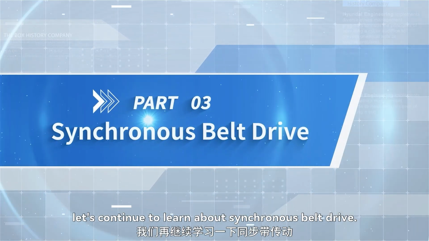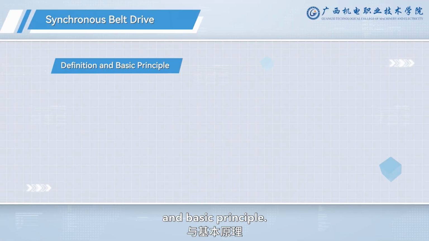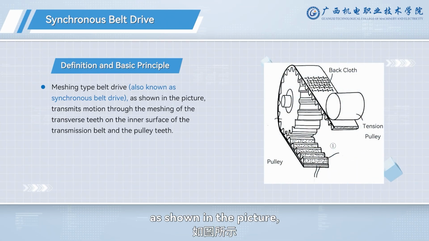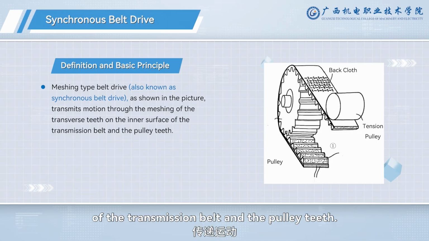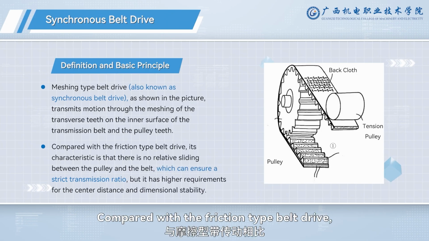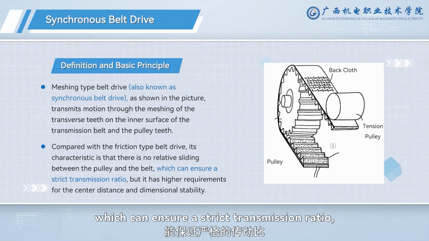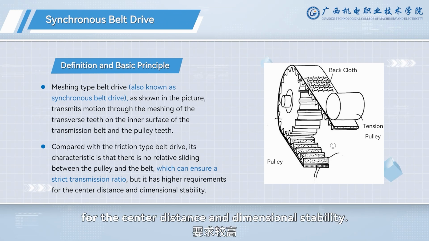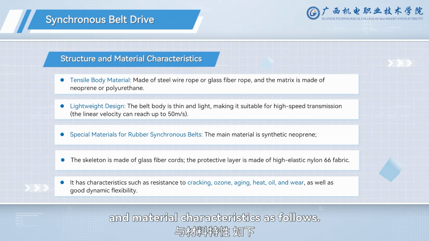Next, let's continue to learn about synchronous belt drive. Let's first understand its definition and basic principle. The meshing type belt drive, also known as synchronous belt drive, as shown in the picture, transmits motion through the meshing of the transverse teeth on the inner surface of the transmission belt and the pulley teeth. Compared with the friction type belt drive, its characteristic is that there is no relative sliding between the pulley and the belt, which can ensure a strict transmission ratio, but it has higher requirements for the center distance and dimensional stability. Then let's familiarize its structure and material characteristics as follows.